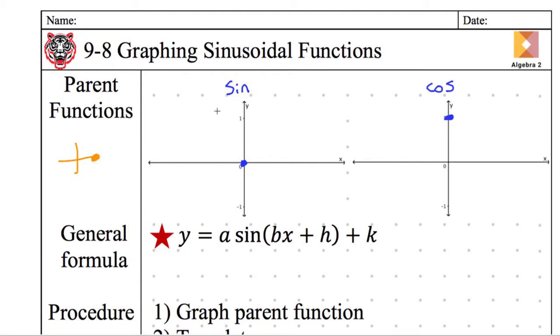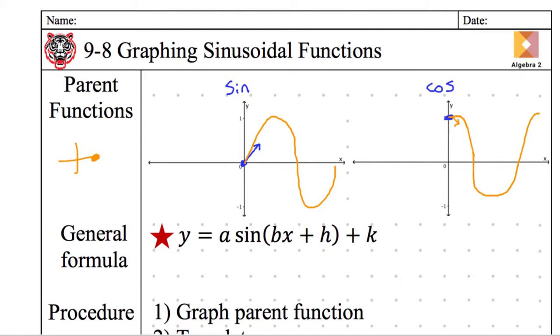And then from there, sine goes up like this. Just know that it goes up like that, and then it eventually looks like this. That's a sine function. Cosine function, it starts going down. It looks like this.